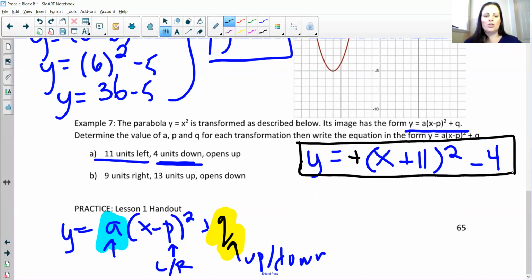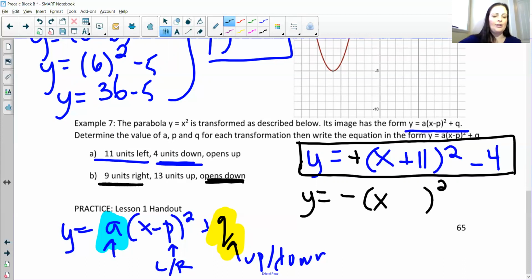Okay. So pause the video here and try B. All right, welcome back. So y equals, it says it opens down, so that means the number in the A position has to be negative. We haven't talked about what the effect of A being a number other than 1 is yet. That's next lesson. We know that it moves 9 units to the right, so to the right is in the positive direction, which means we're going to have a minus 9 in the brackets. And it goes 13 units up, so that's the Q value, so it's going to be a plus 13. I hope that's the answer that you got.